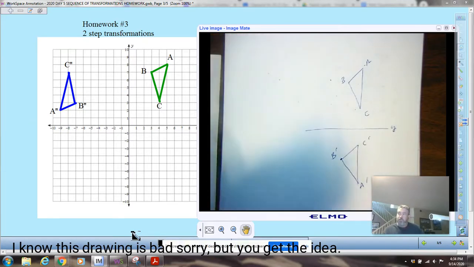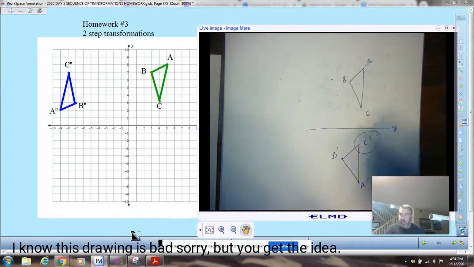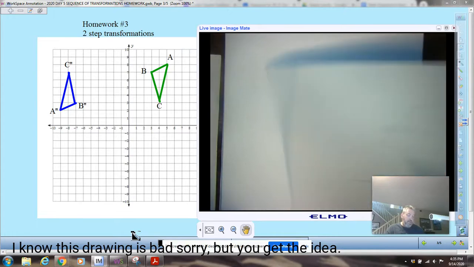Okay, but when you do a reflection, I get the C back on top. Like I need C on top. I got C on top, but B's in the wrong place. Now I could do another reflection, and that would help, but that makes it 3 steps, and I'm trying to do this in 2. So let me draw it again.